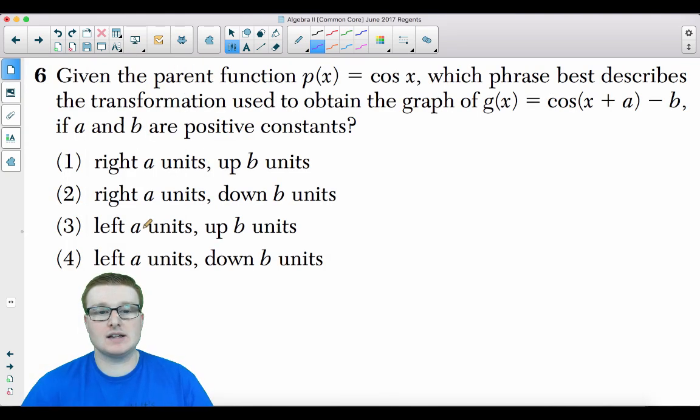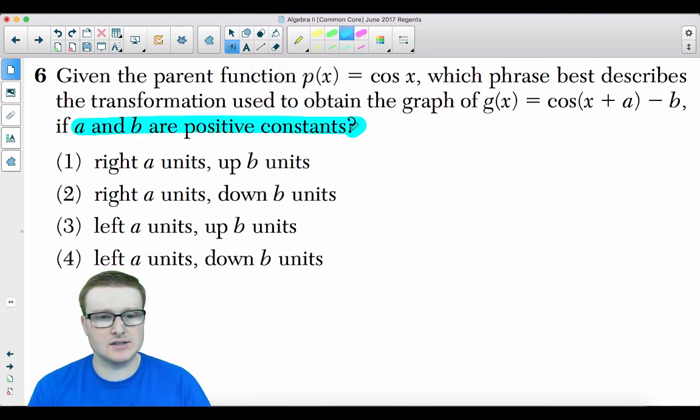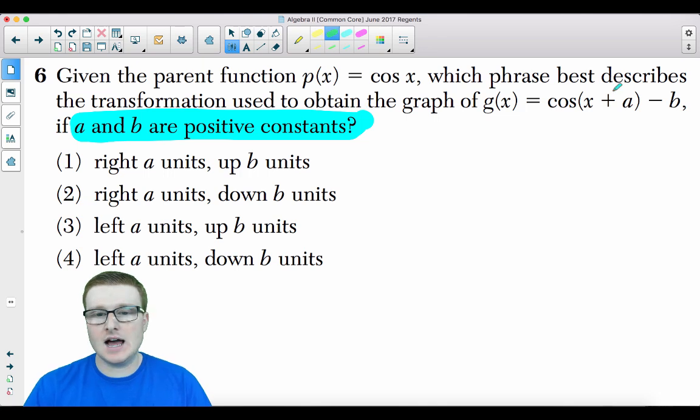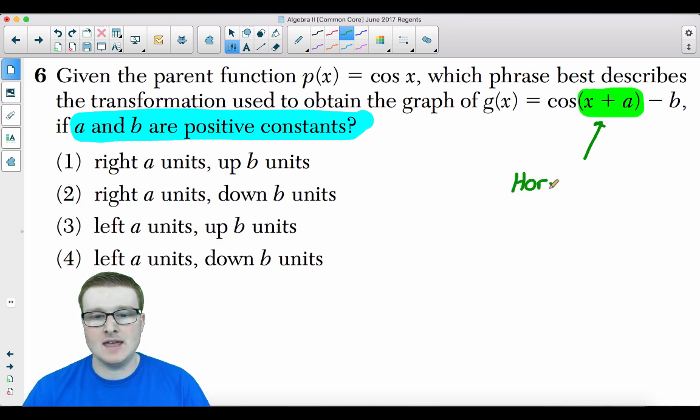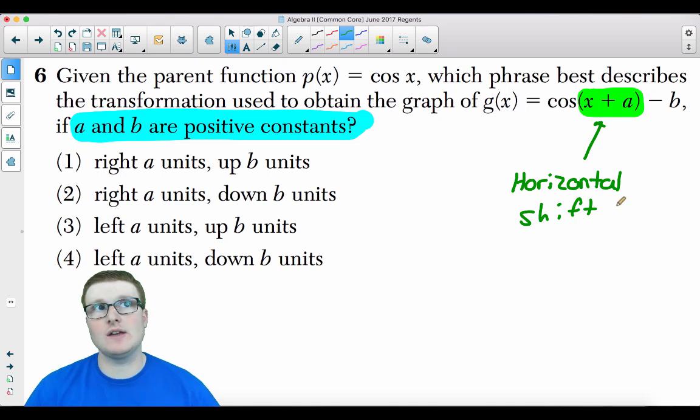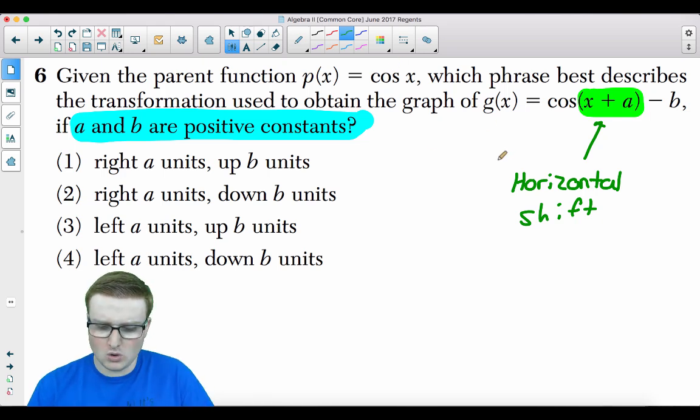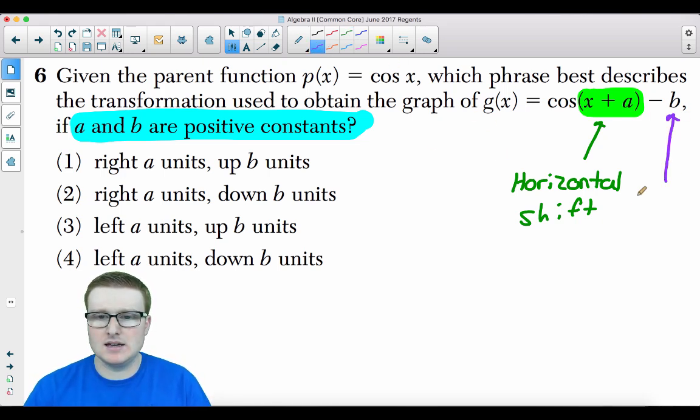Given the parent function p of x equals cosine x, which phrase best describes the transformation used to obtain the graph of g of x equals the cosine of x plus a, minus b, if a and b are positive constants? So that's really important here, that they tell you that a and b are positive constants. And the reason why is this. Inside the parentheses that you see here, this is a horizontal shift, okay? And remember, a horizontal shift is always the opposite of what you're doing. So if it's a positive number, you think you're going to the right, you're actually going to the left, and then vice versa. So there's a horizontal shift, and over here, that b is a vertical shift.